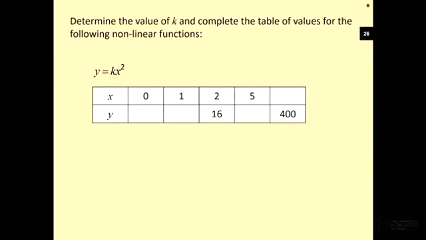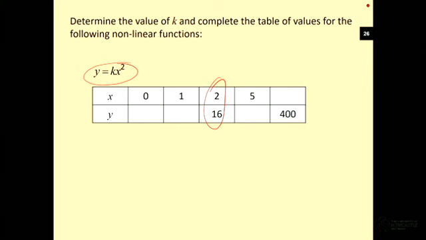Here's one that's not a word problem, okay? It's not an applied one, it's just someone's telling us it's not just x times something equals y, it's this. X squared times something equals y. And it's asking us to fill in some blanks. Determine the value of k, and then complete the table of values for the following non-linear functions. Well, I've only got one set of data that's complete, x and y. There's no other ones. I can't chuck x of 0 and y of 400 in. They don't go together. There's only one set of data I can possibly use to chuck into this equation.